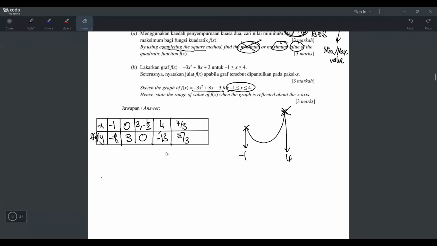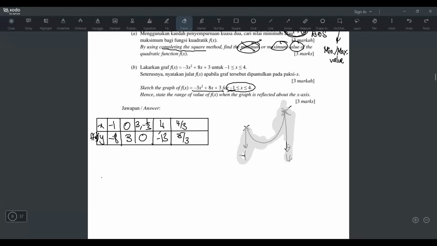Okay, now we can start to sketch, right? So let me erase this also. So how I will sketch is first I will look at all the values. Okay, so let me erase this. Now I will use a ruler to draw the axis.